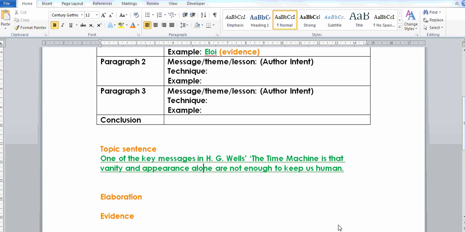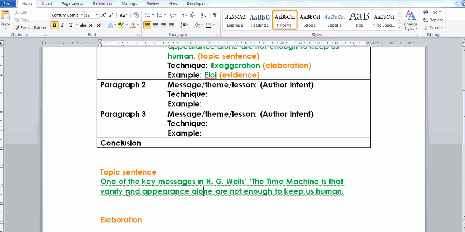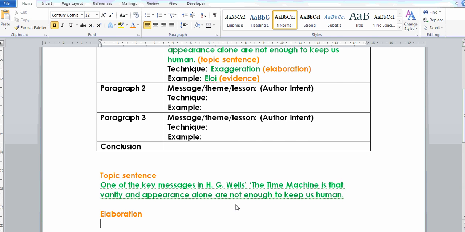Fantastic. It's not a perfect sentence in this case. You can see I've got the green stripe. That's never good news. But in this case, you can see how I've taken my list item and I've moved it into creating this topic sentence. So one of the key messages in H.G. Wells's The Time Machine is that vanity and appearance alone are not enough to keep us human. Okay, so I'll stick with that for now. And generally, you come back to the point of doing your editing. I think it's more important to start getting your words down, and we can sort that out later on. I won't go through a grammar lesson straight away.